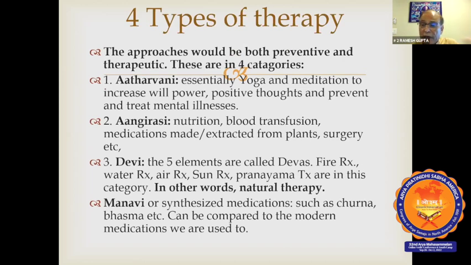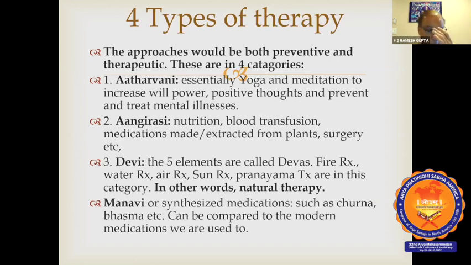Now, how do we tie all of this history and information together? I found this very interesting, that there are 4 categories in which we can put the approach of Ayurveda. Four categories, and look at this. One is Atharvani, meaning natural: yoga and meditation, positive thought to prevent mental and physical illness. That is the first part, and I will have some slides on yoga. Angirasi means things which have been taken out of a plant, or taken out of a human. For example, organ transplant, blood transfusions, medications extracted from plants, some sort of surgery. So Atharvani, Angirasi, and Daivi.